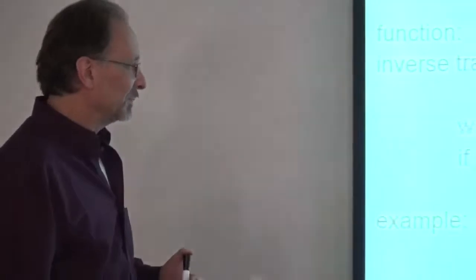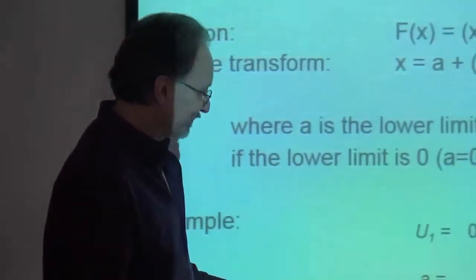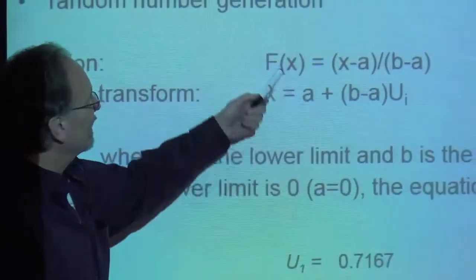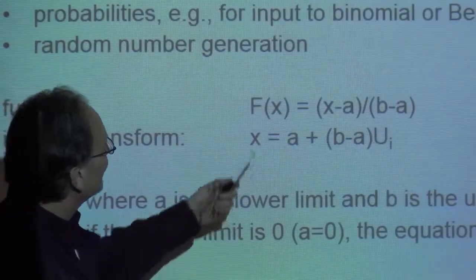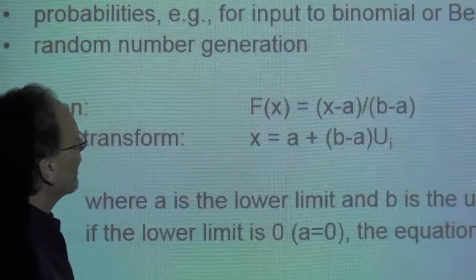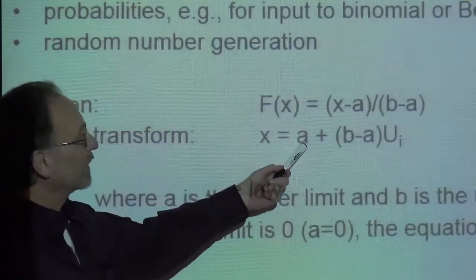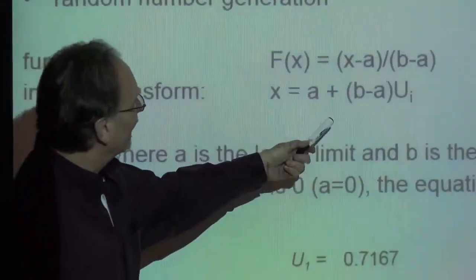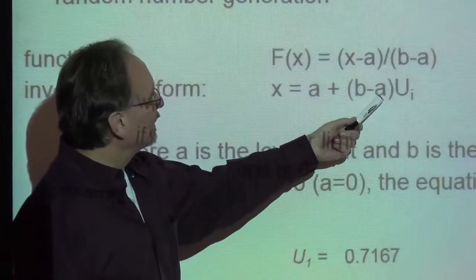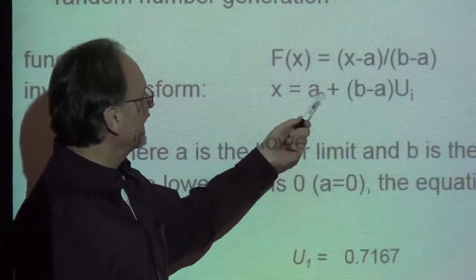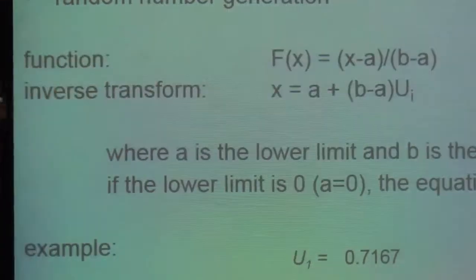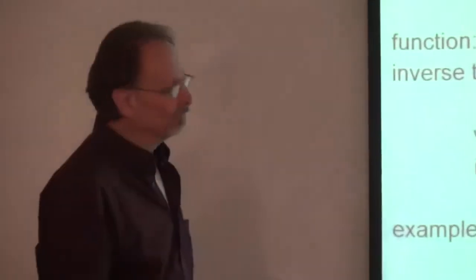For the uniform distribution, a little bit easier. If this is our f of x, we solve it for x and set f of x equal to our random number. So you take the lower bound, you subtract the lower bound from the upper bound and multiply it by a random number and add it back to the lower bound, and you get a time.